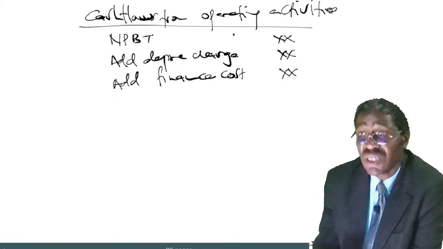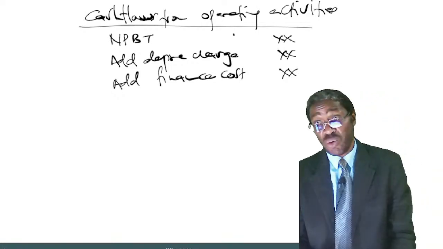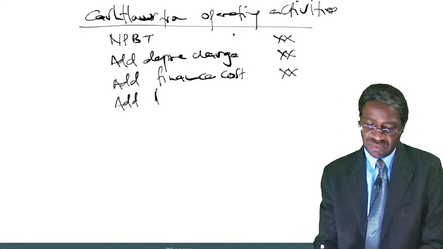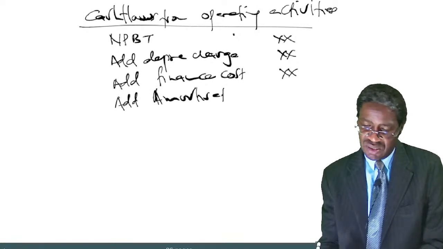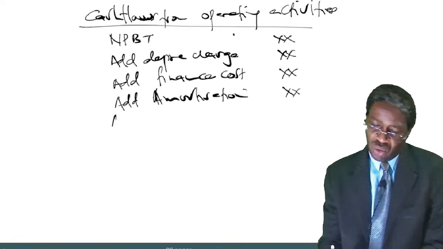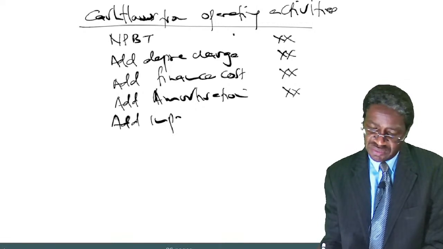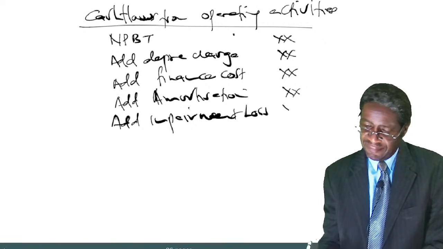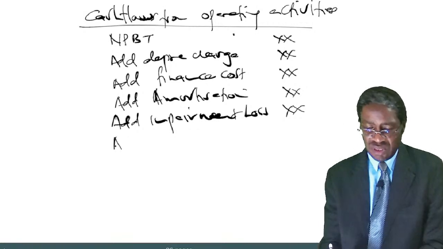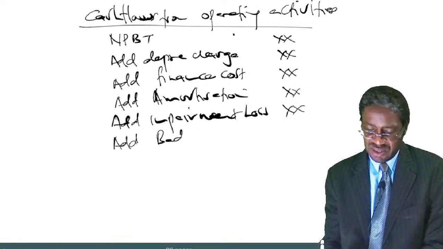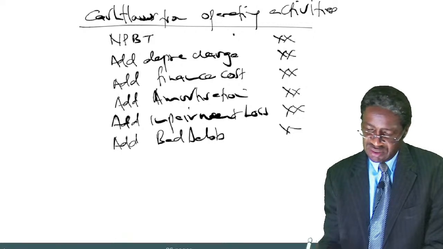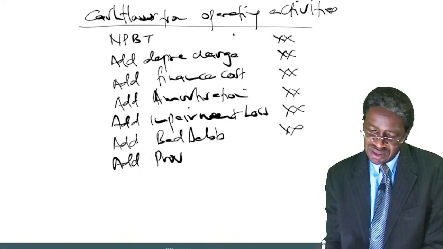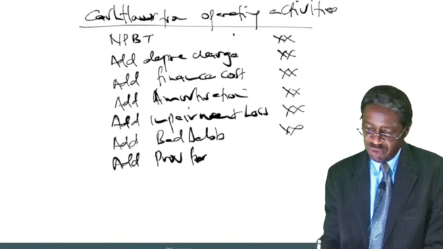Then I told you the rest will now depend on the question. Like what? Like amortization. Like impairment loss. Like bad debts. Like provision for bad debts.